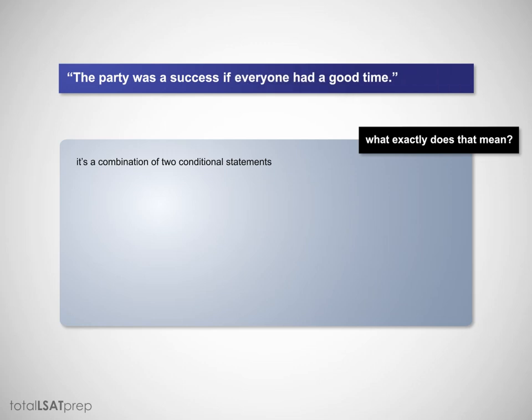And this is one of the two conditional statements. It says that the party was a success if everyone had a good time. Here the necessary condition is stated first, and it doesn't have a necessary condition indicator. So the party was a success is the necessary condition.